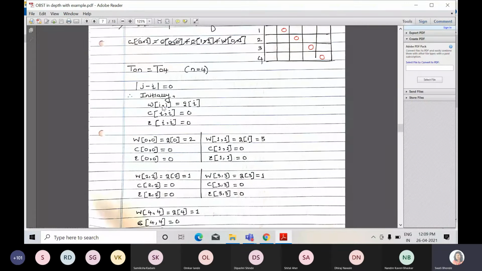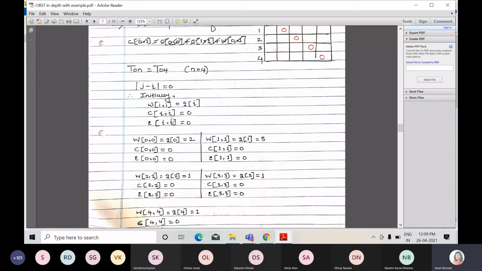So W of i equal to Q of i. C of i will remain 0, and even R of i will remain 0. Now a few of you may ask why this is i and why it is not j. Anyway, i and j values are both the same for the first row.